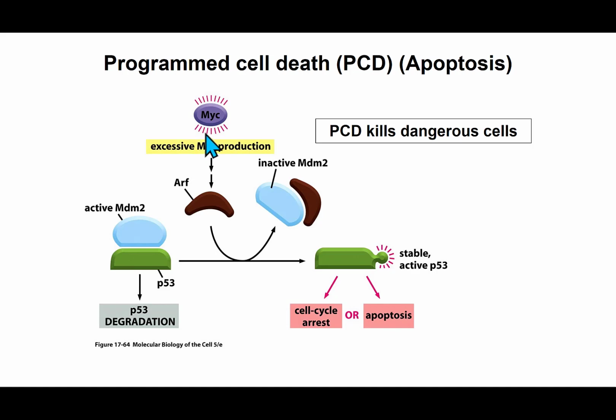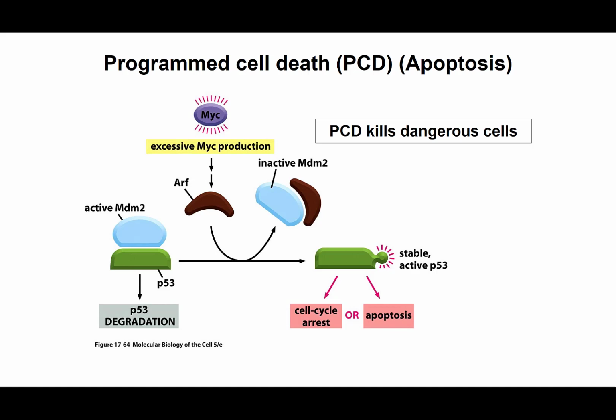As a backup mechanism, with excessive MYC production, if there's way too much MYC, that actually activates a protein called ARF, A-R-F. ARF inactivates MDM2, and now you have stable active p53. And stable active p53 can induce cell cycle arrest. If you recall from the previous lecture, this gives the cell a chance to fix the errors. If you cannot fix the errors, well then apoptosis, cell death, destroy that cell. Your body would rather have that particular cell be destroyed than have it replicate out of control and become a tumor or a cancer. So programmed cell death is definitely important.